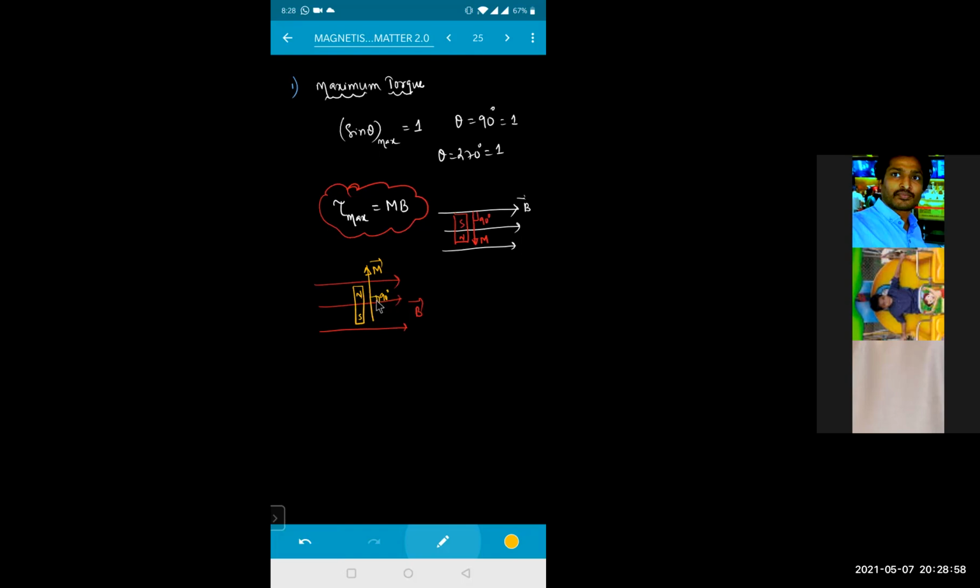Okay, clear? South to north. South to north. Clear? Yes, sir. So that is about the maximum torque.